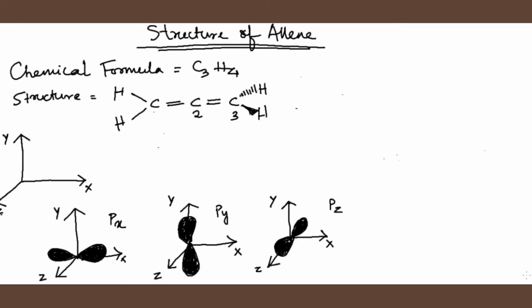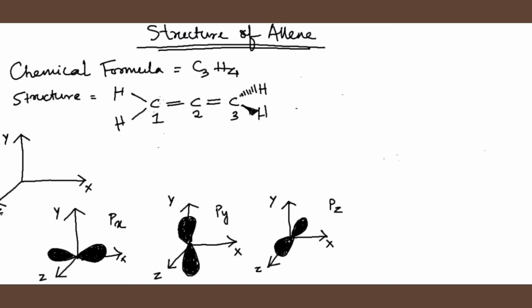In today's video we will learn about the structure of allene. So what is allene? The chemical formula of allene is C3H4 and the structure is C=C=C. These are attached through pi bonds and these are hydrogens. 4 hydrogens are attached. Okay, we will number the carbons as C1, C2 and C3.